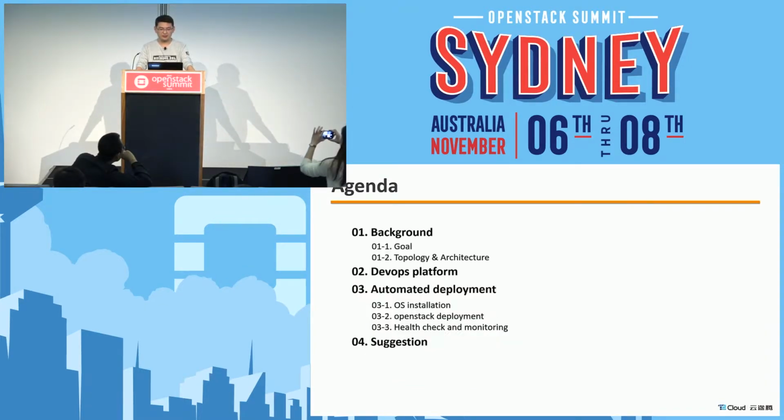My topic is divided into 4 parts. First of all, I will have an overview of the project with you so that you can know what the project looks like. Then I will show you the DevOps platform that we use to do the automated deployment. After that, we will focus on details of the automated deployment process. And finally, I will give you some suggestions if you are going to deploy a big cluster of OpenStack environment. All right, let's get started.